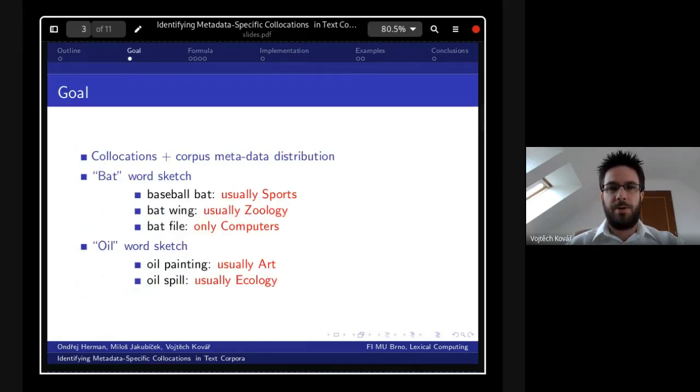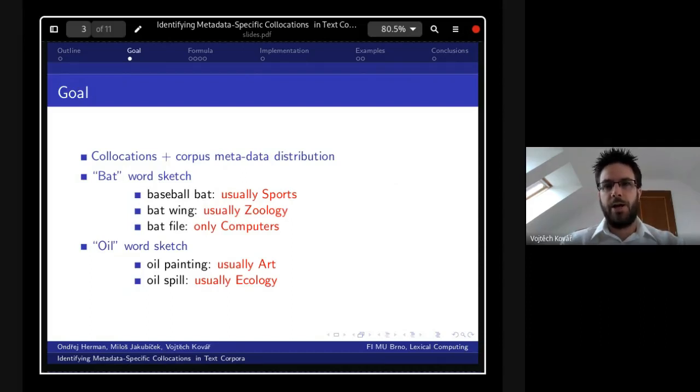So what is this work about? We would like to say, for example, when you are viewing word sketches, that some collocations may be specific to some text types. For example, if we look at the word sketch of bat, we would like to say that baseball bat is usually used in the sports domain, whereas bat wing is usually used in zoology, and bat file, maybe some mistokenization, is used in computer texts.